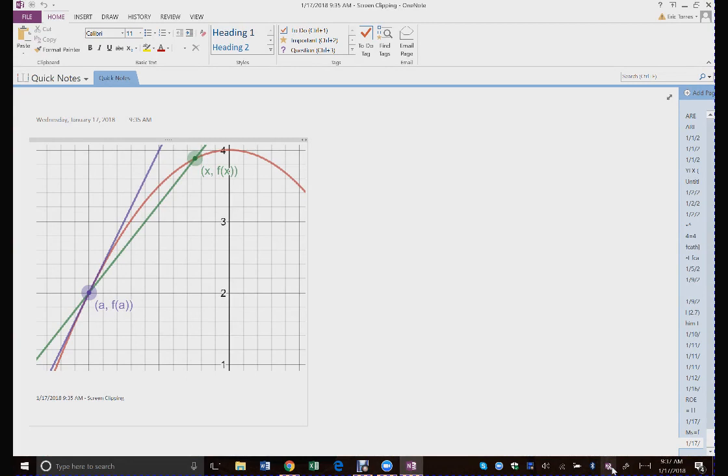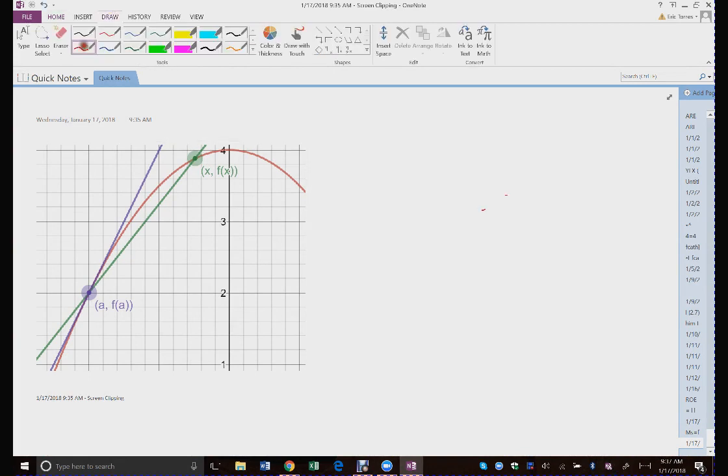Okay, so I have 2 points on a function. The red graph is the function itself, so let me go ahead and label that. The red is the function. Purple is the tangent line, and the green is the secant line. So we're going to talk about the slope of the secant line.